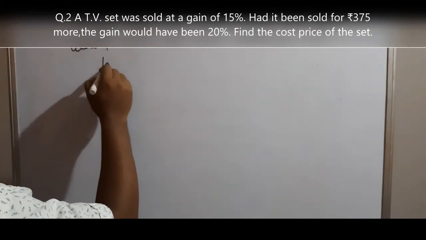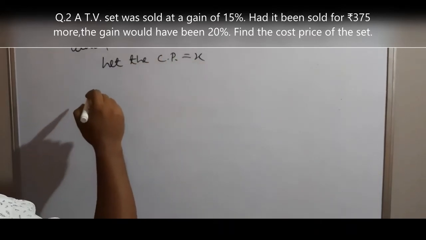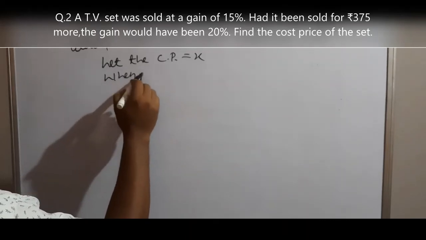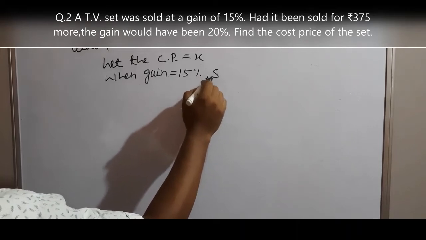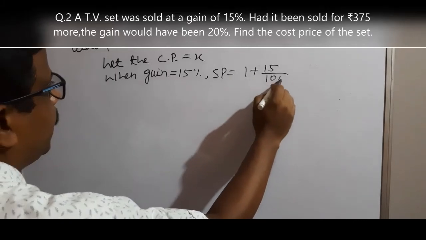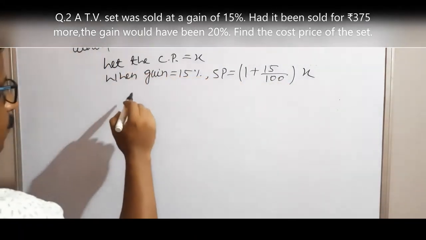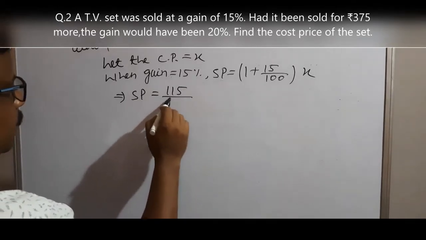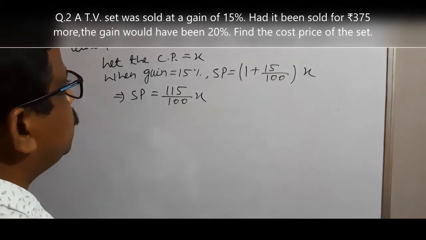So let the CP be X, and the selling price in the first case, when gain is 15%, SP is equal to 1 plus profit by 100 into CP X. Already I have told you the formula. So SP is equal to 1 plus 15 by 100, that is 115 by 100 X. Keep it like this, not required to reduce. It will be easy to subtract.